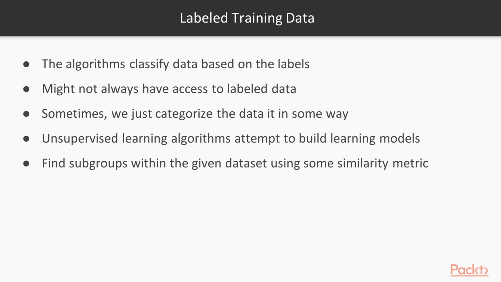When we have labeled training data, the algorithms learn to classify data based on those labels. In the real world, we might not always have access to labeled data. Sometimes we just have a lot of data and we need to categorize it in some way. This is where unsupervised learning comes into picture. Unsupervised learning algorithms attempt to build learning models that can find subgroups within the given dataset using some similarity metric.